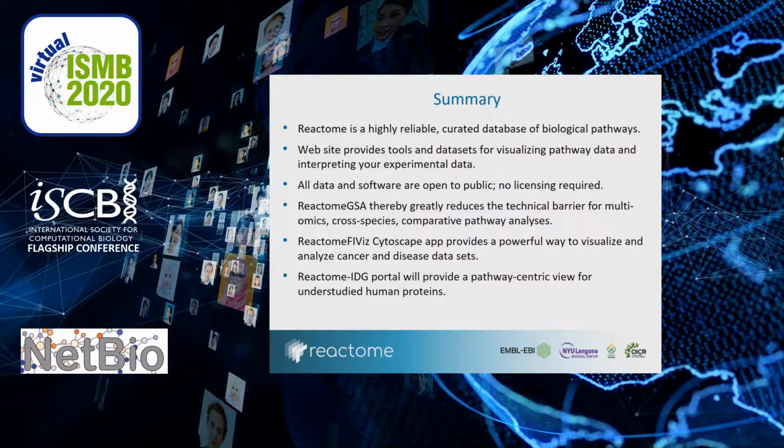So in summary, Reactome is a highly reliable curated database of biological pathways. Through our website, we provide tools and data sets for visualizing pathway data and interpreting your own experimental data. All our data and software is open source, open access. The Reactome GSA platform greatly reduces the technical barriers for multi-omics, cross-species comparative pathway analyses. The Reactome FIViz app provides a very powerful way to analyze and visualize single and multi-omics data sets. And the Reactome IDG portal will hopefully provide a pathway-centric view for understudied human proteins.